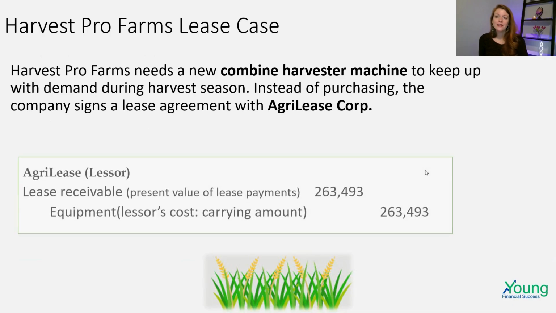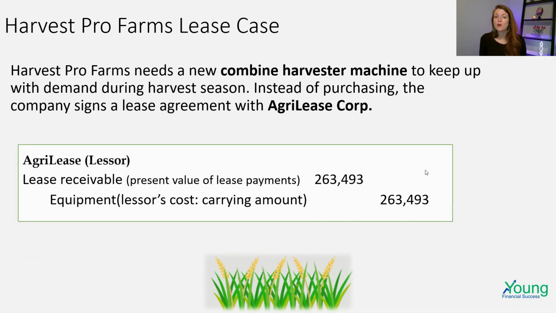All right, now let's look at how the lessor would record it. The lessor is going to show that they have accounts receivable for the present value of those lease payments, and they're going to show the equipment is leaving their books. Now, this is only going to happen when it is a finance sales type lease, because they're basically handing over their equipment. There's going to be no use for it afterwards. So they're going to take it off the books for the carrying amount of that asset.